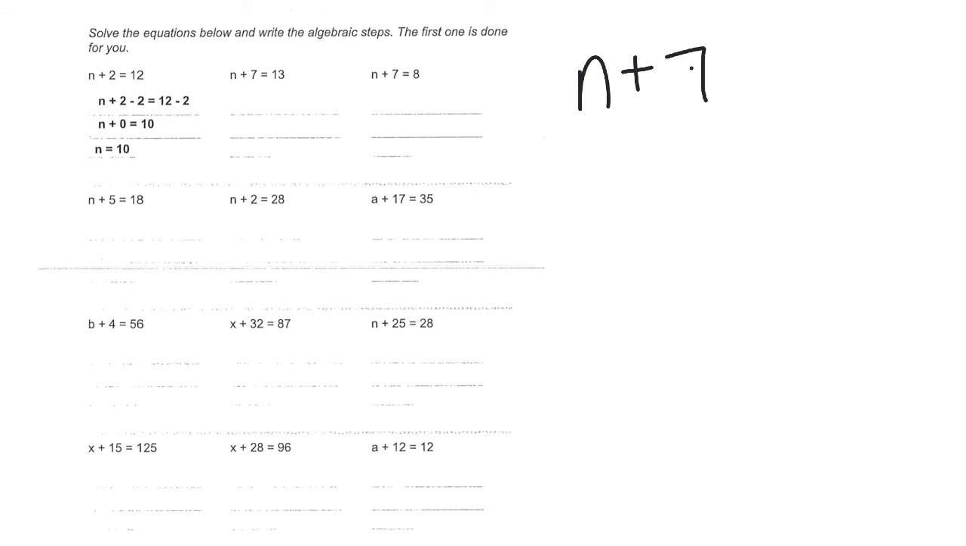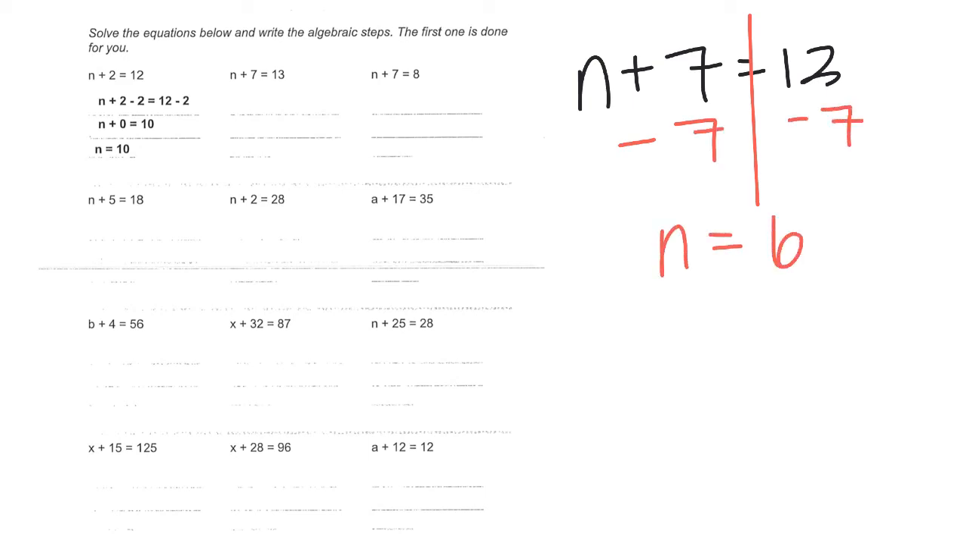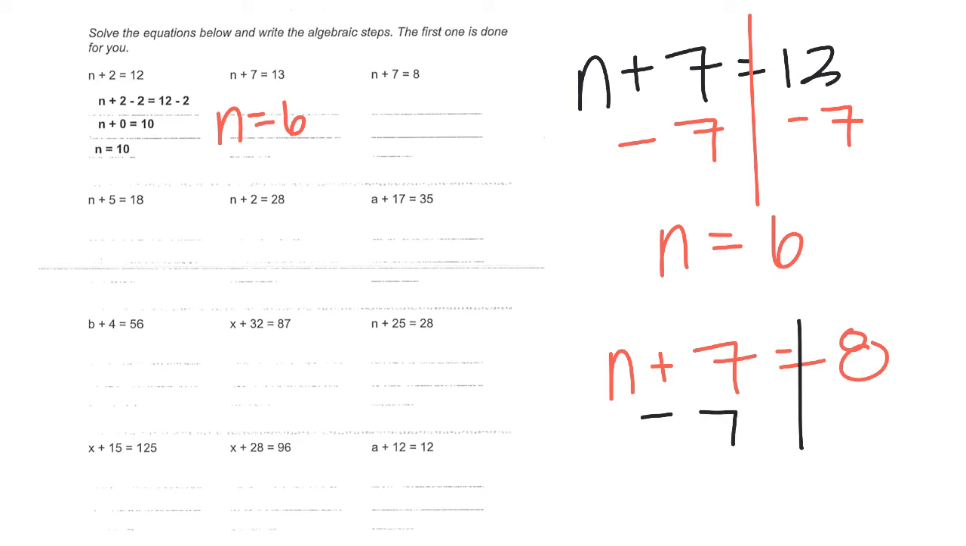So n plus 7 equals 13. So remember, I'm going to draw that wall, so remember to do things to both sides. The opposite operation of addition is subtraction, so I'm going to subtract 7, and n would be equal to 6. So the first one, n equals 6. Okay, next one is n plus 7 equals 8. Opposite, I'm going to draw my wall. Opposite would be subtract, so n equals 1.